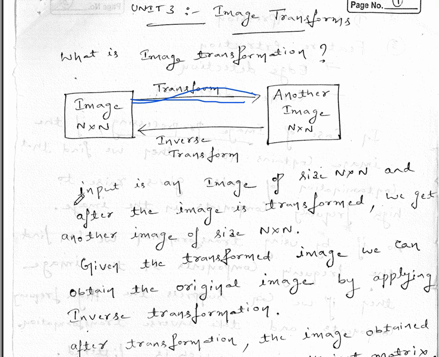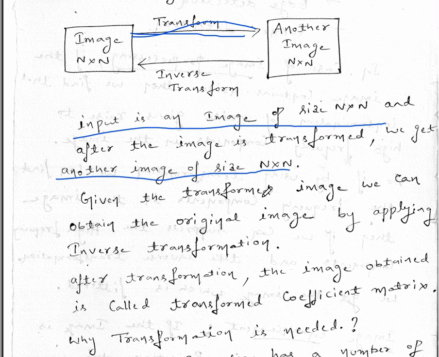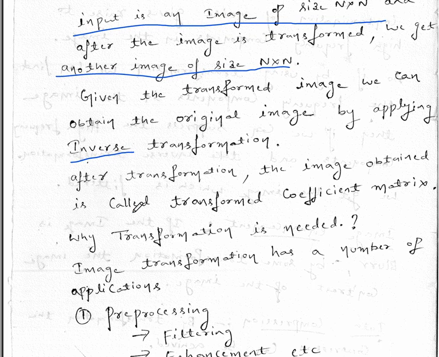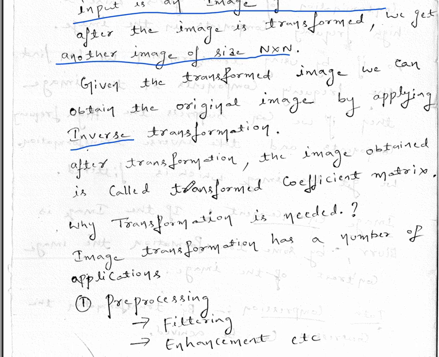So the input is an image of size n cross n. After that, the image is transformed and we get another image of size n cross n. Given the transformed image, we can obtain the original image by applying the inverse transformation. After transformation, the image is called the transformed coefficient matrix.